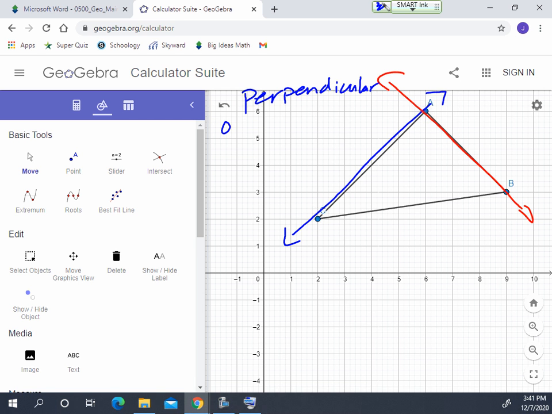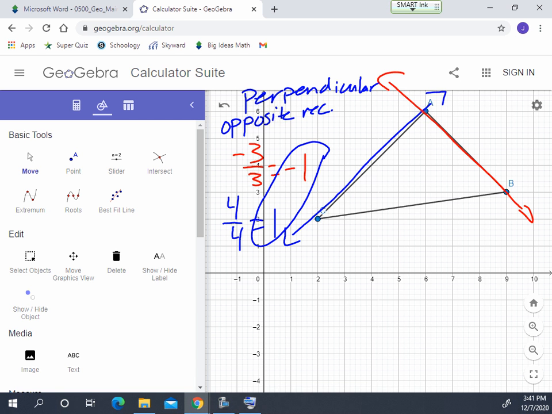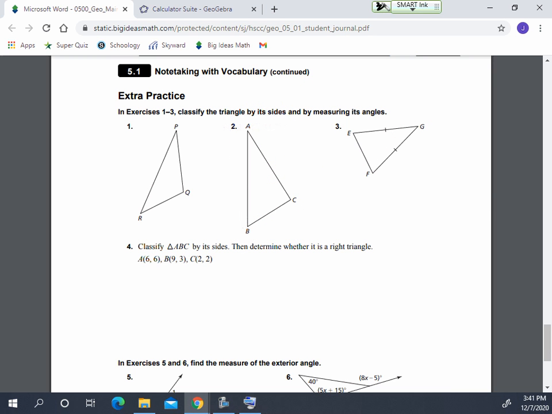We have to have opposite reciprocals for slope, right? So our slope for our red line is down 1, 2, 3 over 1, 2, 3, so -3 over 3, which is equal to -1. The slope for our blue line is up 1, 2, 3, 4 over 1, 2, 3, 4. So 4 over 4, which equals 1. Those two are opposite reciprocals, so we can say, yes, it is a right triangle.